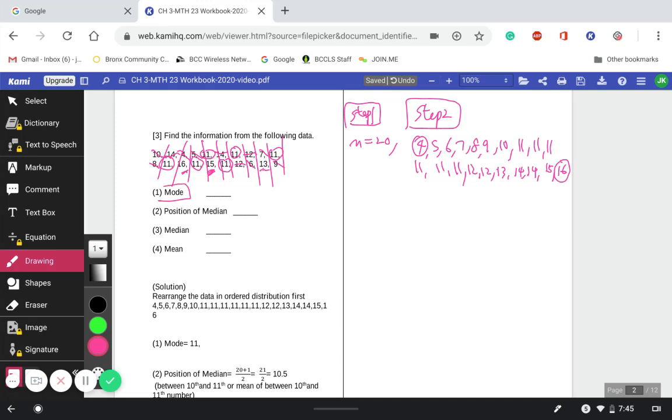So what is the mode? Obviously, I have 6 11s. So mode should be 11.